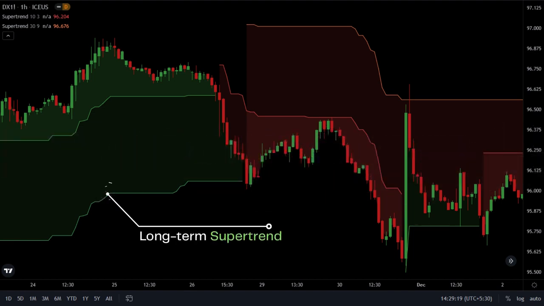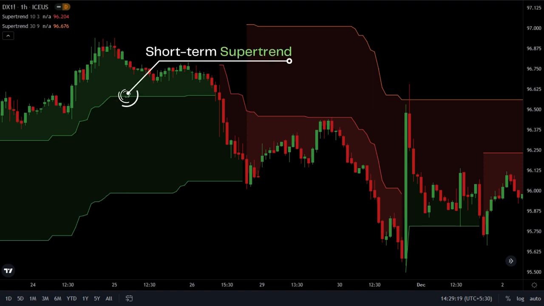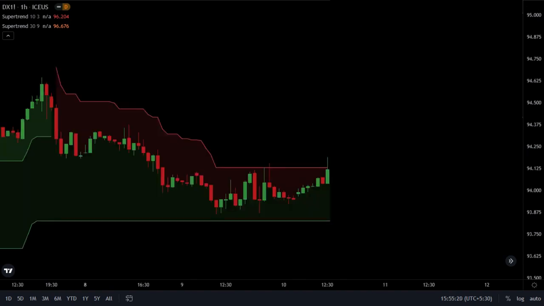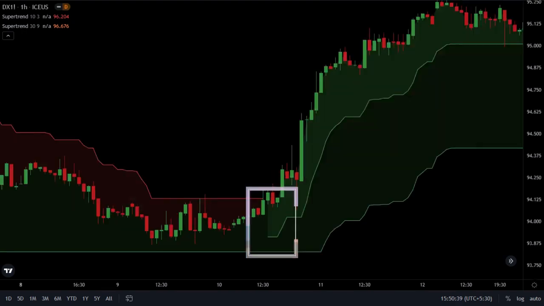As per our strategy, we will use the long-term Supertrend to identify the trend, and the short-term Supertrend for our entries. So the way we use the Supertrend strategy is by only taking positions when both the short-term Supertrend and long-term Supertrend lines are in the same color. For example, in this chart, we can see that the long-term Supertrend line has turned green, but the short-term Supertrend line is still red, so you don't want to take positions yet. Further, you can see at this point that both the lines have turned green, and this is where you want to take a buy position.